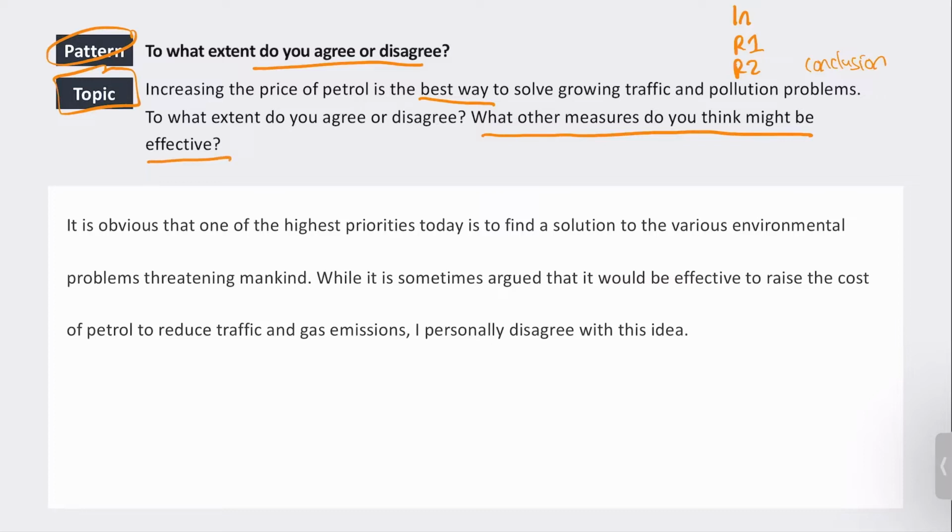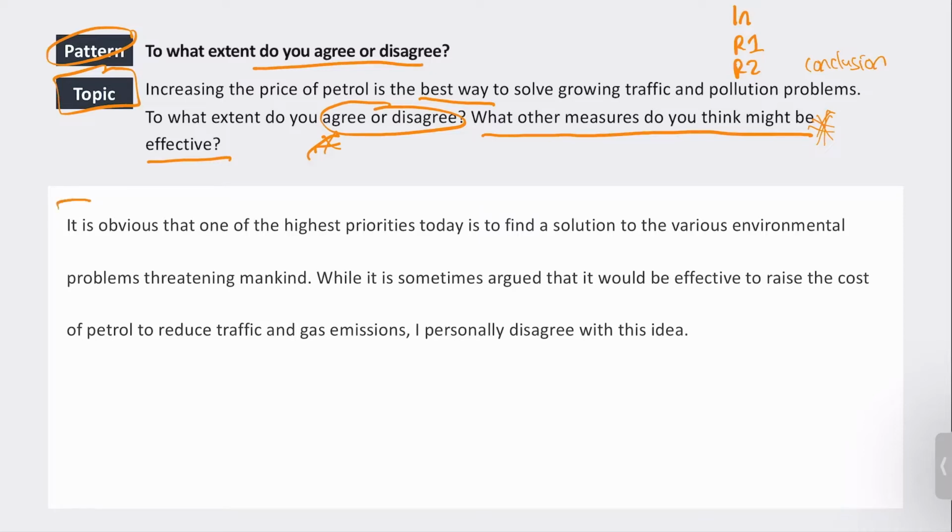Okay, so it's given you 2 parts. So you've got to give your opinion, your agreement or disagreement, and then some kind of suggestion about something else that we could do to solve traffic and pollution other than increasing the price of petrol. Okay, so you've got to make sure that you cover both parts of the task in your answer, because that's part of your task completion score. And you've got to double check that you've given both your opinion and an alternative solution.